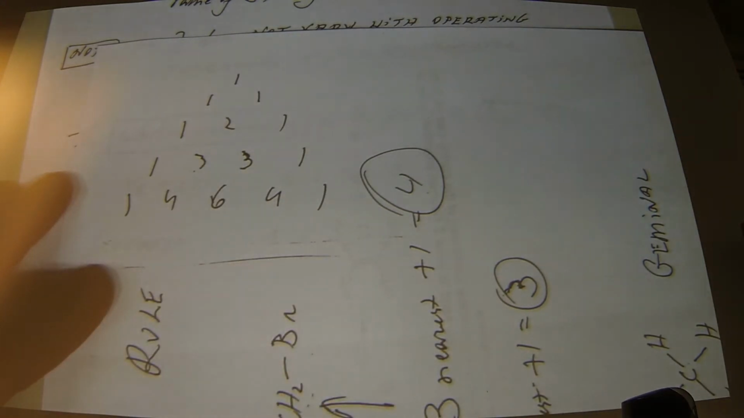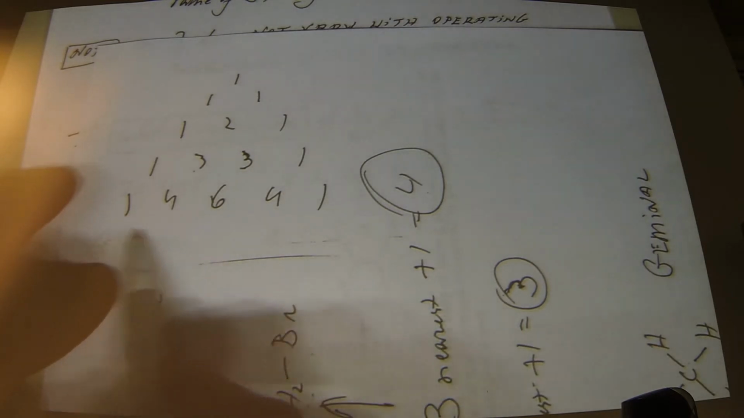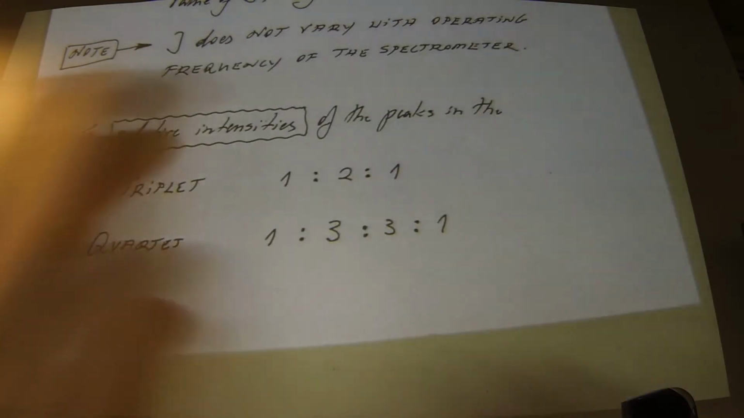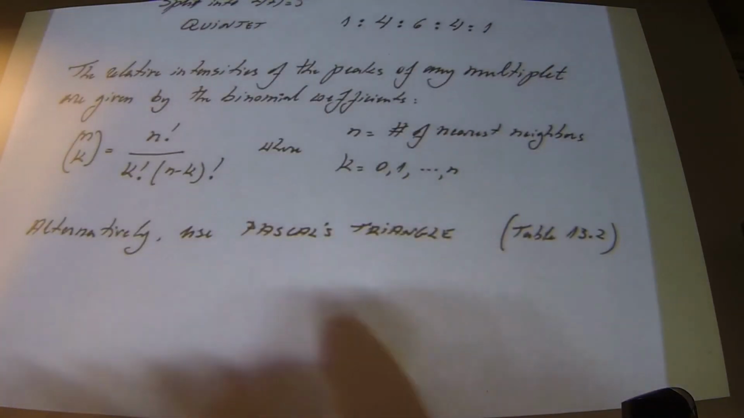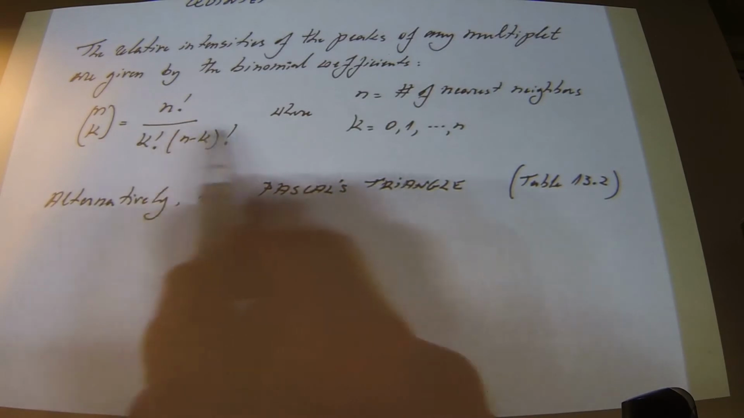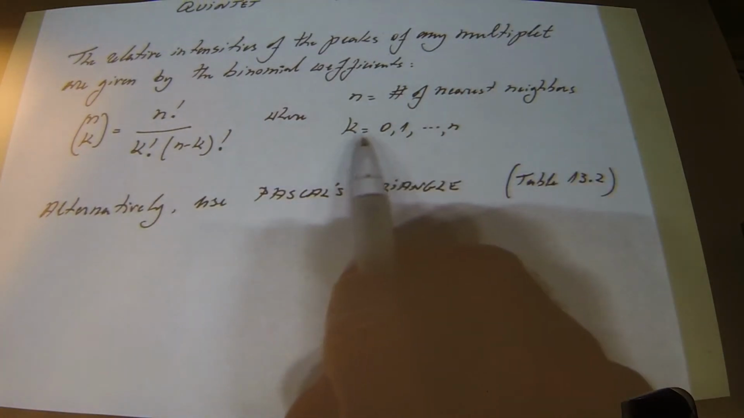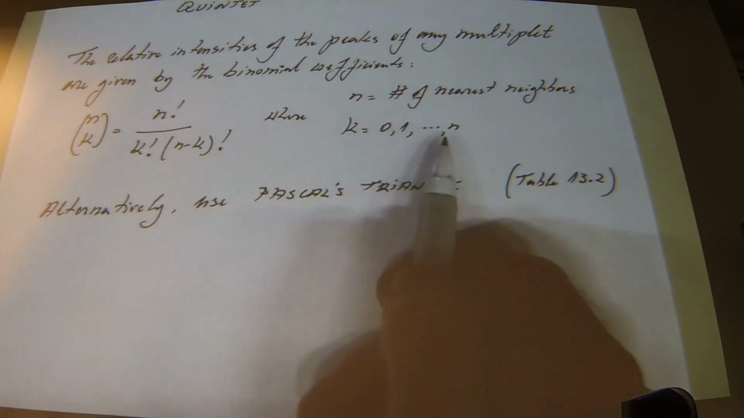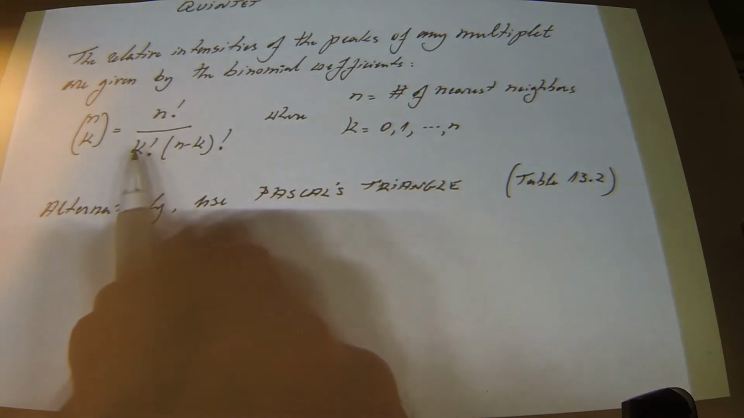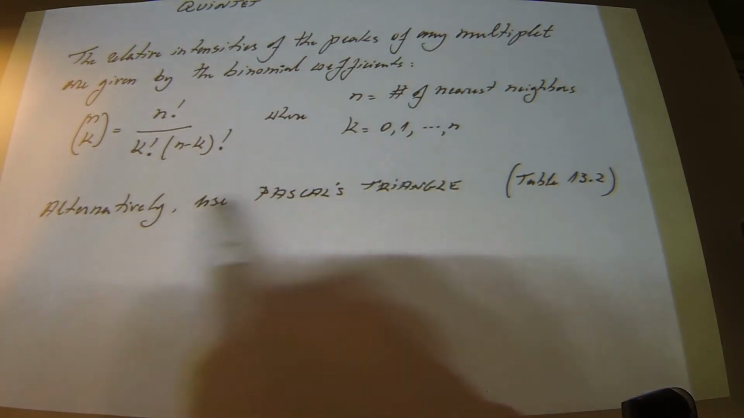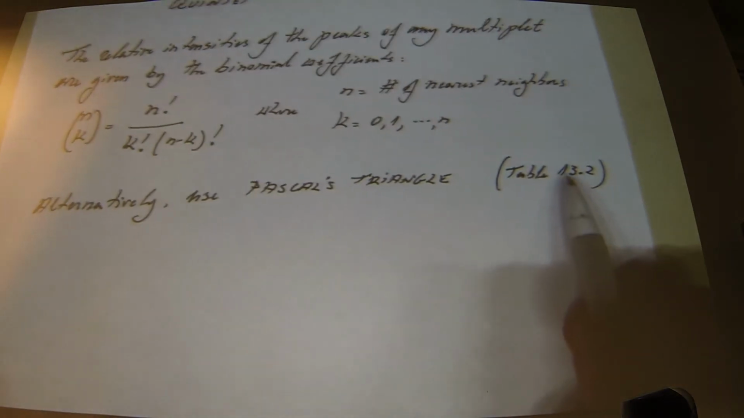If there are any math majors in here, you'll recognize that these are what? They are the binomial coefficients. If you don't like doing Pascal's triangle, you can do it the other way. You just figure out the binomial coefficient, where n is the number of nearest neighbors, and then you vary k from 0 to n. So n factorial over k factorial times n minus k factorial. Pascal's triangle is on the slide too.